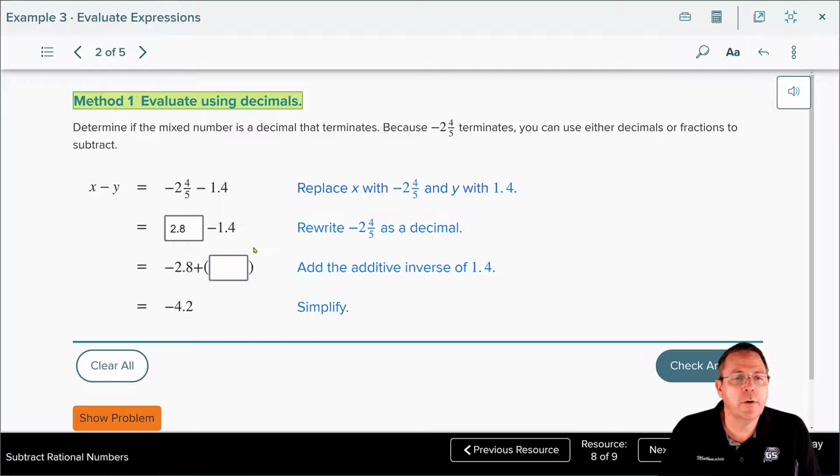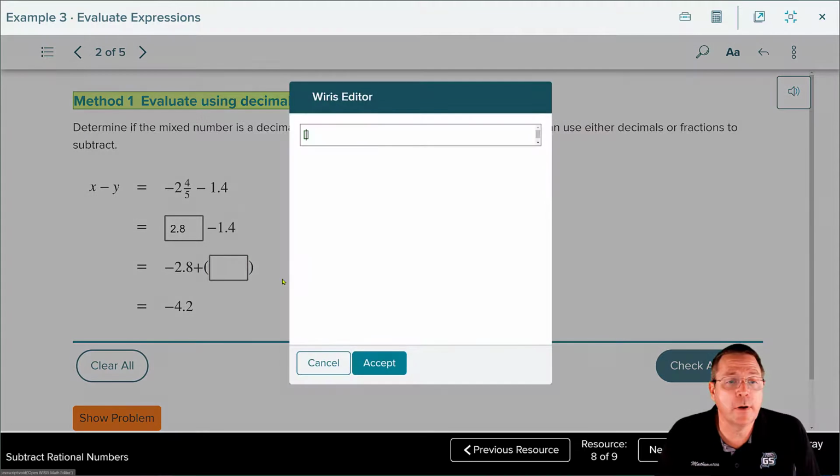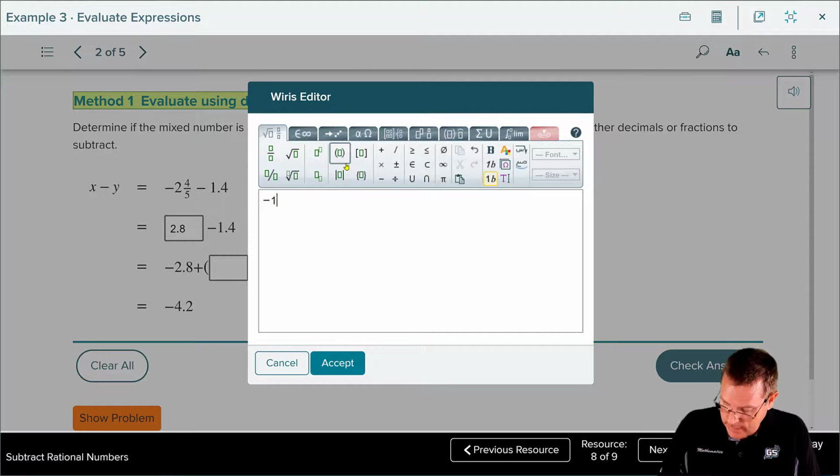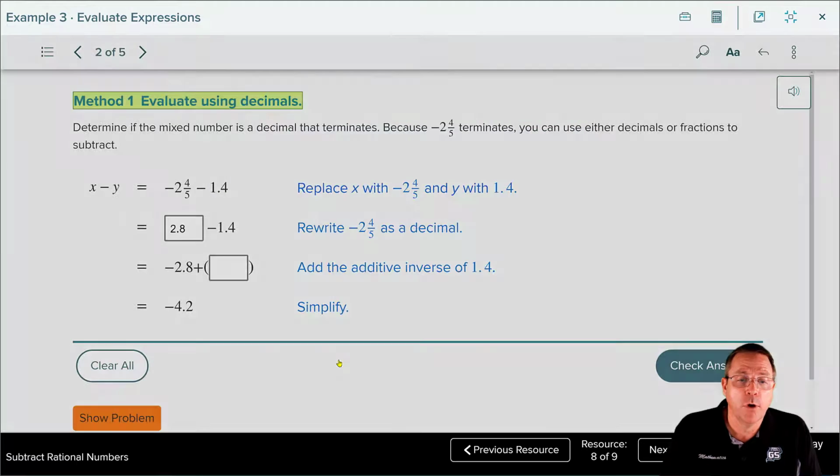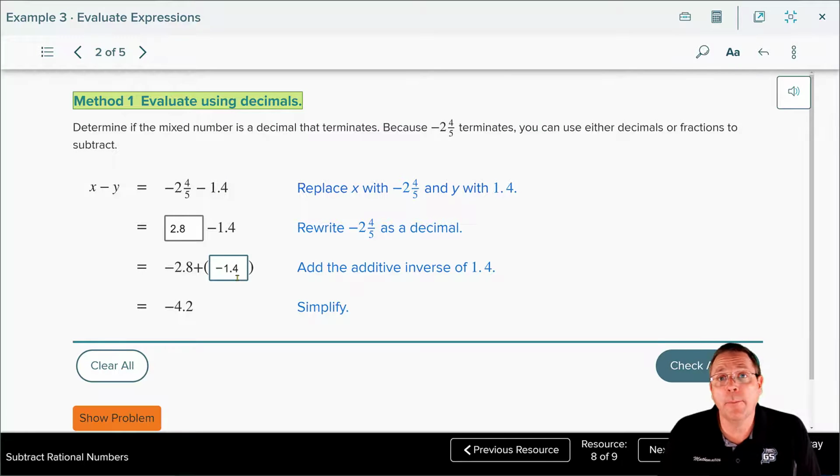And then from here, they took, and I don't know why they're doing this, they're doing an additive inverse. Just subtract the dog, okay? But with theirs, what you're going to want to put in is a negative 1.4, which, why they're making the problem more complicated, I don't know. I would have taken and stopped right here.